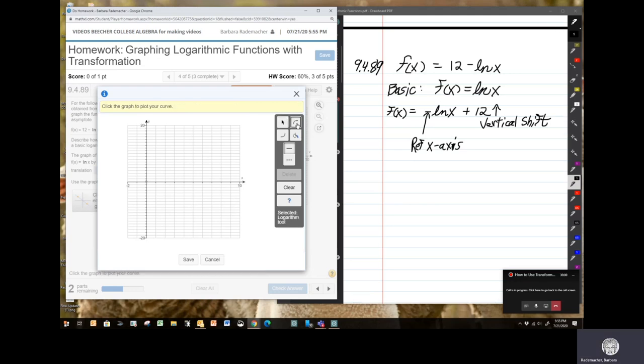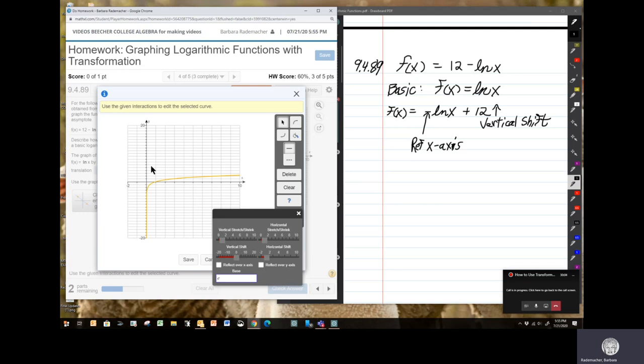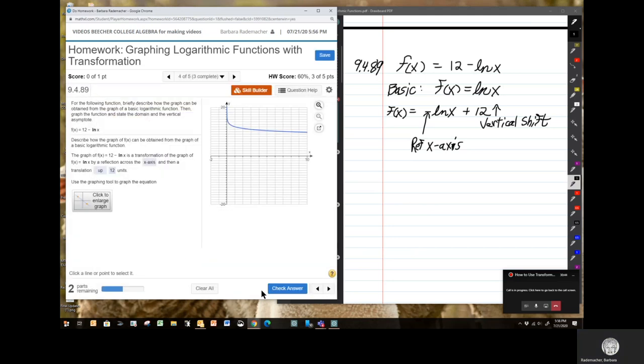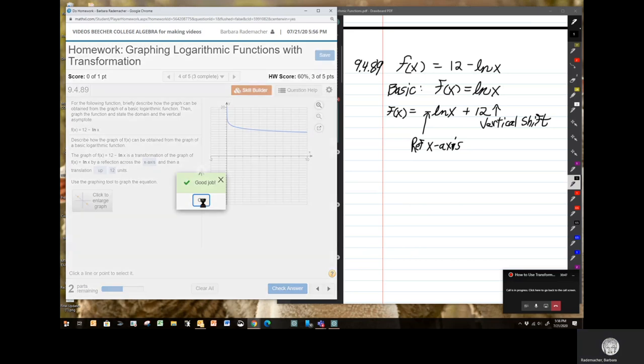I click here for the logarithm function. I click anywhere here. I get my basic logarithm function right there. That's what it looks like. And I am going to record the two transformations, a reflection across the x-axis, and a vertical shift up 12 units. There. All right, and the base is e. So let's save and let's check. Brilliant. Should say brilliant, not good job. Brilliant job.